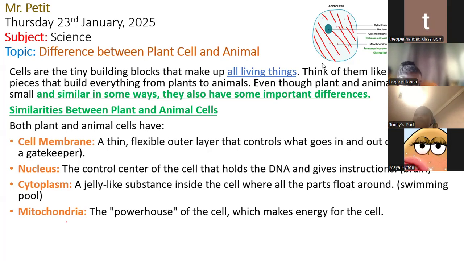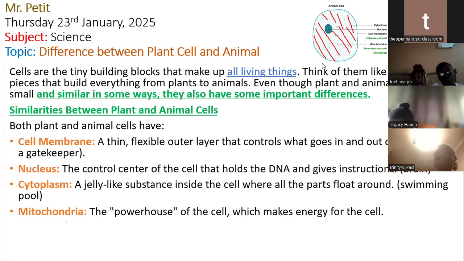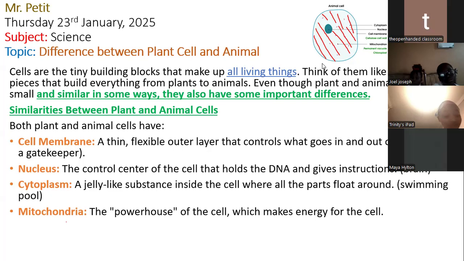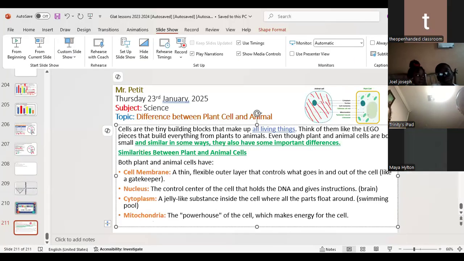So which part of the cell acts like the brain of the cell? Anyone can answer. The nucleus. Very good. Which part of the cell acts like the gatekeeper? Cell membrane. Which part acts like the powerhouse of the cell? Mitochondria. Very good. Which part acts like a swimming pool? Cytoplasm. And then there's one more structure that both of them have in common.